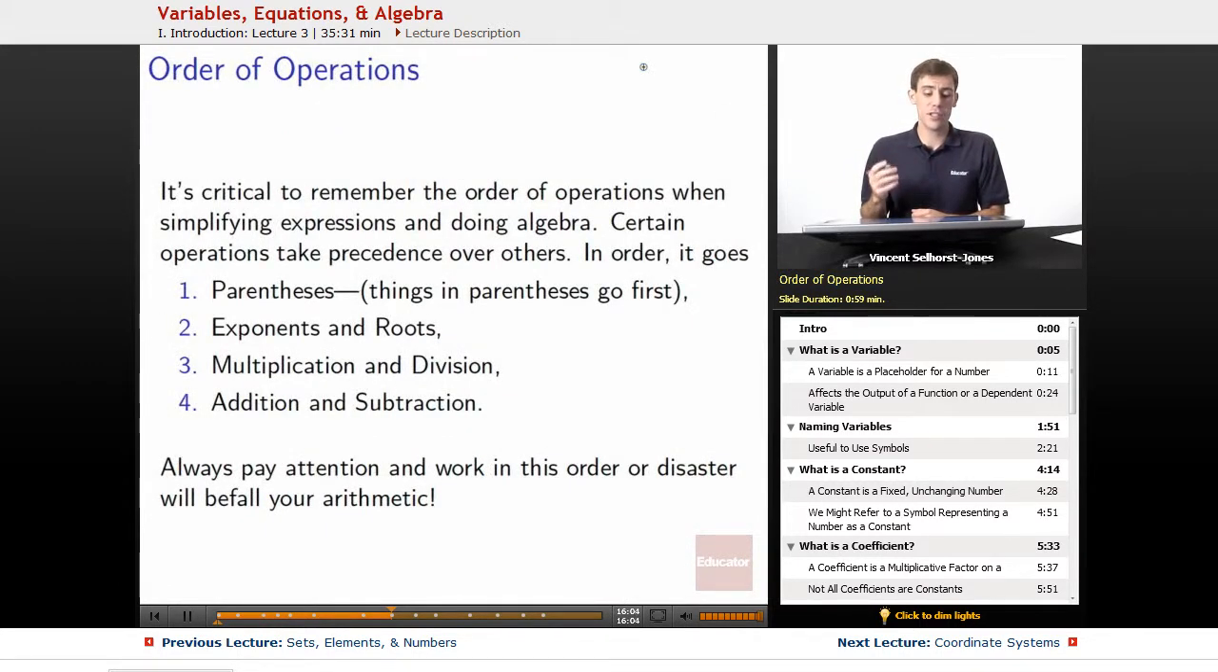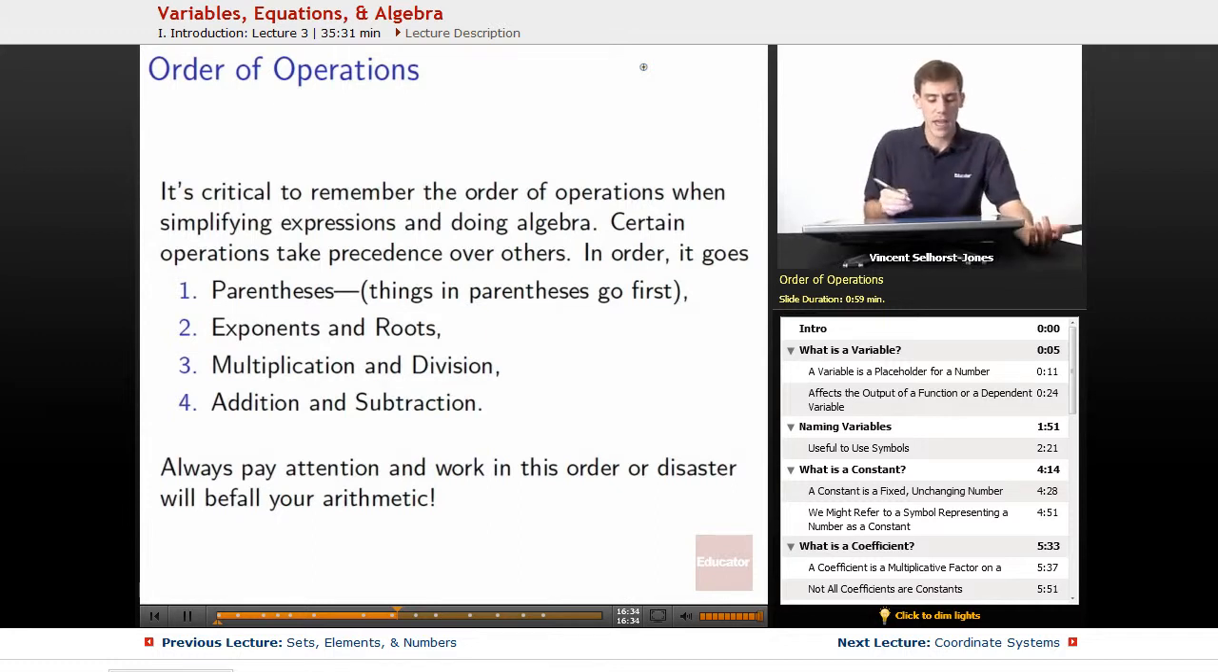Order of operations. It's critical to remember the order of operations. We've known about this for a long time, but it still matters today, and it's going to matter for as long as you're doing math. Certain operations take precedence over others. In order, it goes parentheses, things in parentheses go first, then exponents and roots, multiplication and division, addition and subtraction. Always pay attention to the order of operations. If you forget to do the order of operations and you do it in a different order, disaster will befall your arithmetic. So always make sure you're working based on this idea of the order of operations.